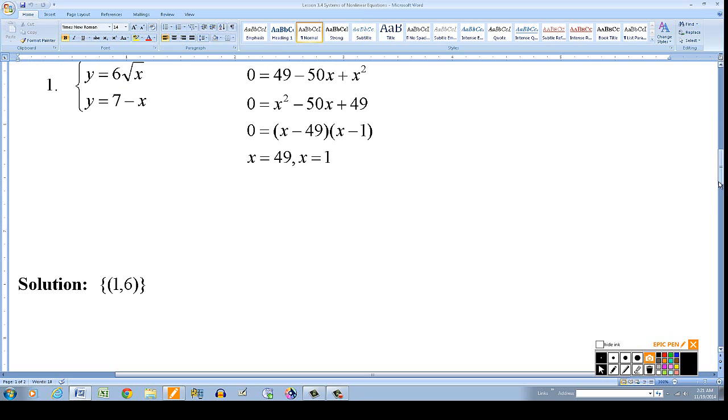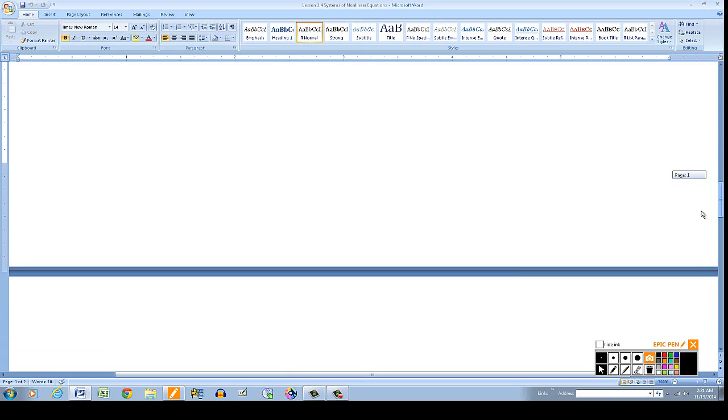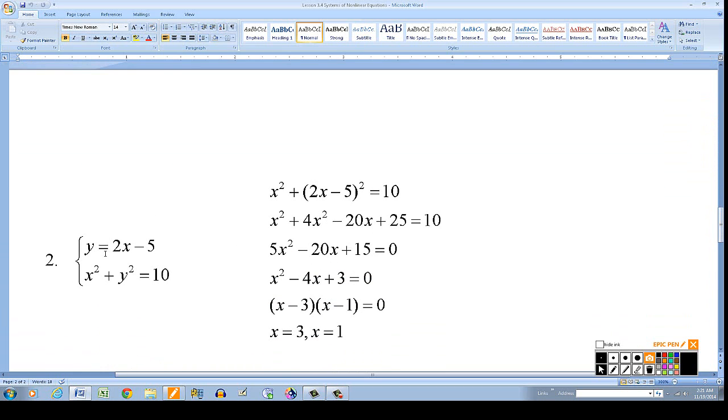Okay, in the second one, I have y is equal to 2x minus 5. That represents a line. And the second one is x squared plus y squared is equal to 10. That's a circle. Okay, the second represents a circle of radius square root of 10. But again, it's not necessary for you to know what the graph represents because we're going to solve it algebraically.